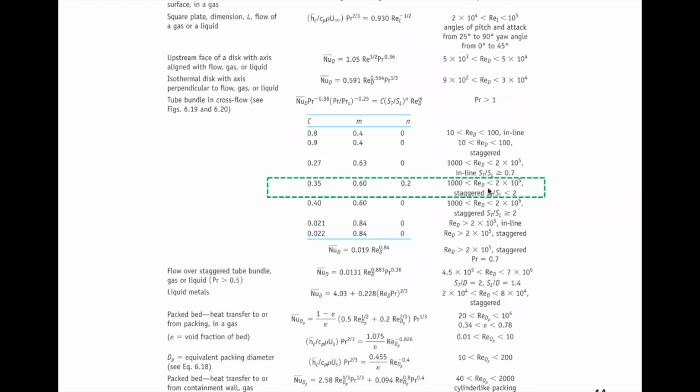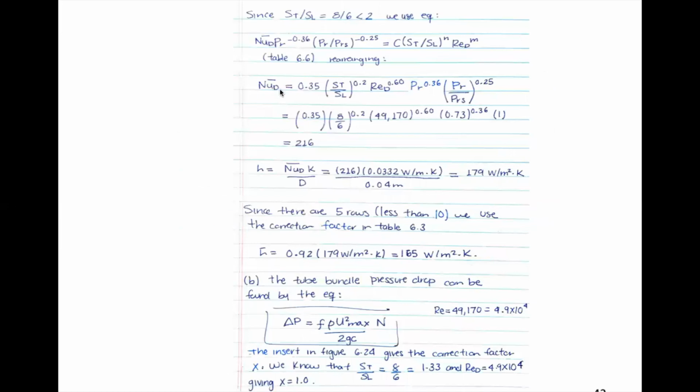I have the Reynolds number within that regime, and I have the ratio of transversal to longitudinal pitch less than 2. So my C parameter is going to be 0.35, my M parameter is going to be 0.60, and my N parameter is going to be 0.2. So I take this equation. This equation is how it's presented in table 6.6. I just rearrange it for the nozzle.